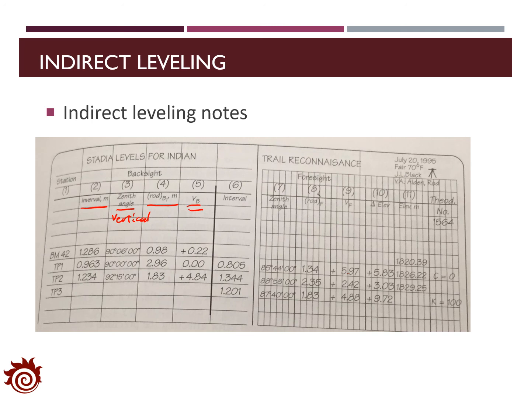In addition, for the foresight, we will record the similar information: the interval, the zenith angle or vertical angle, the reading on the rod, and the estimated vertical distances. And then for the elevation difference, we will use the reading from the rod and the vertical distance from the backside and the reading from the rod and vertical distance from foresight to estimate the elevation difference. The similar process can be applied for different turning points, and with this elevation difference, we are able to find out the elevations of each point, and eventually we can identify the elevation difference between the target point and the benchmark, and all the true elevations of the turning points.